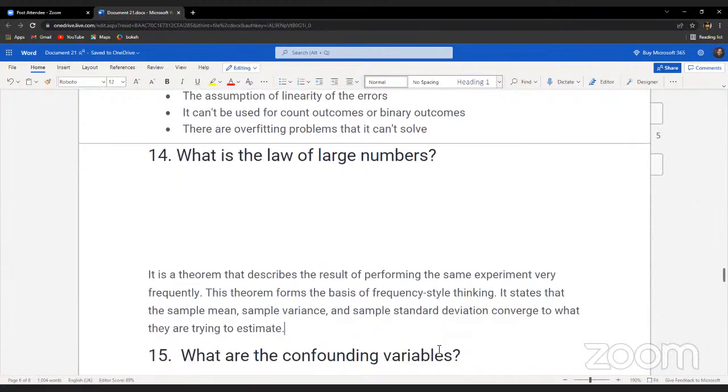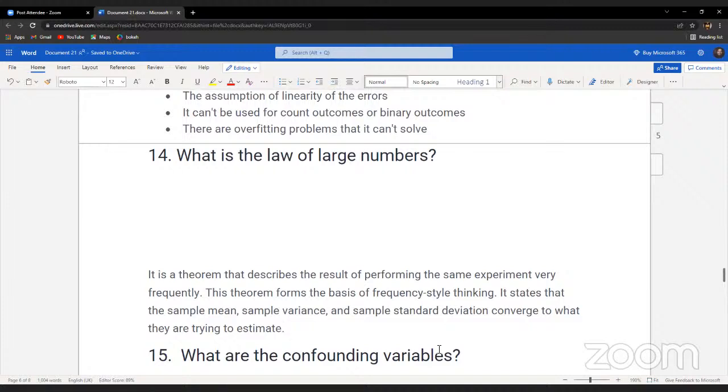What is the law of large numbers? This is a theorem that describes the result of performing the same experiment very frequently, which means experimentation should be done on the same experiment frequently. This theorem forms the basics of frequency style thinking.